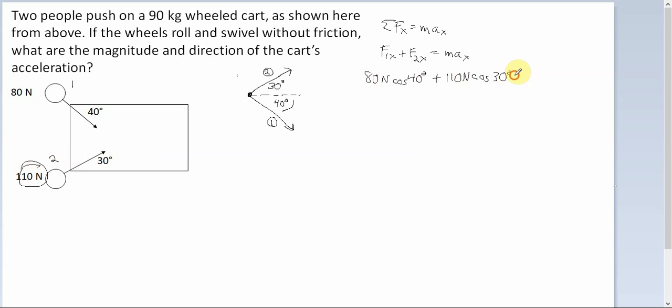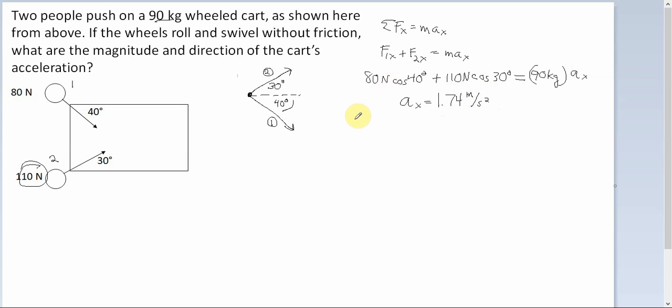All right, and that equals the mass, which is 90 kilograms, times the x component of the acceleration. And when we work this out, we find a sub x is about 1.74, and the units there are meters per second squared.